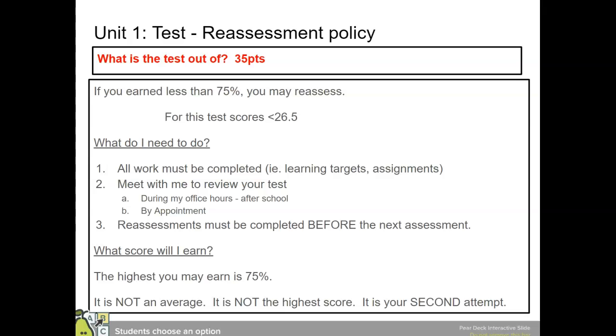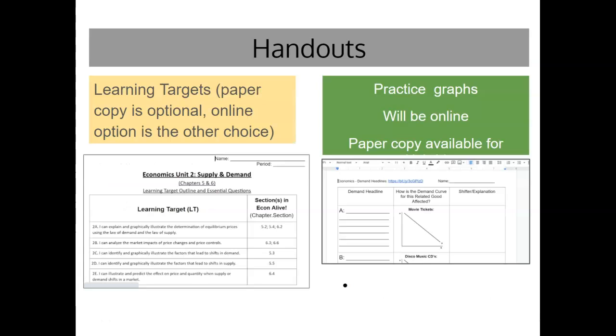It is not an average of your two test scores. It's not the highest score. It is your second attempt. So just keep that in mind if you would like to reassess.